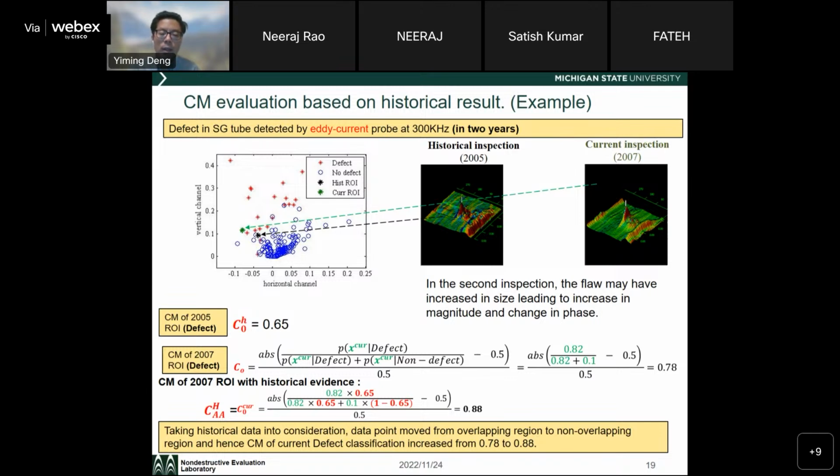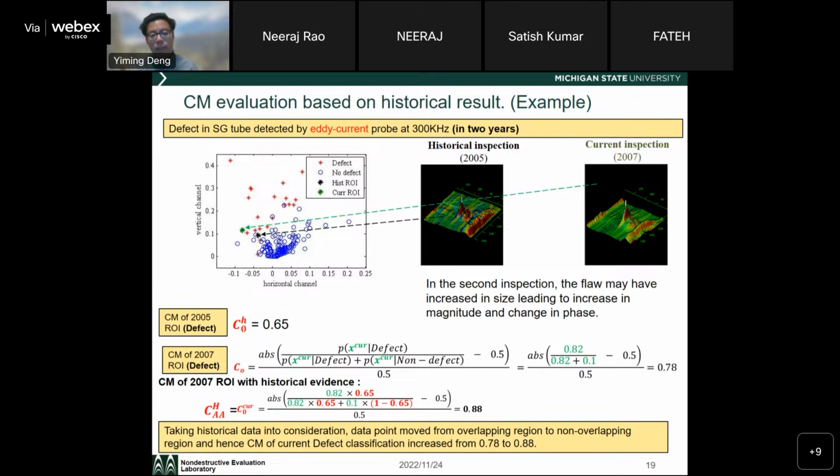All right, so you can clearly see for the historic inspection data, it's somewhere here, very close to the decision boundary. 65% is very close to flipping a coin, 0.5 or 50%. But with new data coming in 2007, we have new data for the same defect. The flaw may have increased in size over time, and if the flaw is changing, then the signal will be different.